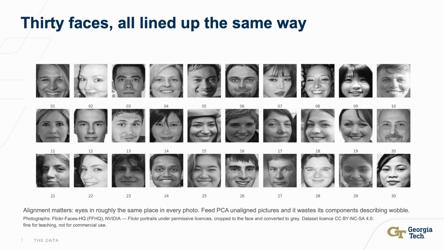Feed PCA unaligned pictures, and its first and largest pattern ends up describing the alignment rather than the people. The same trap appears in every application of this method. If some nuisance shifts the data around, PCA will faithfully report that nuisance, because nuisance is where the variation is. And they are gray, so one pixel is one number. Color would triple everything without adding any idea.